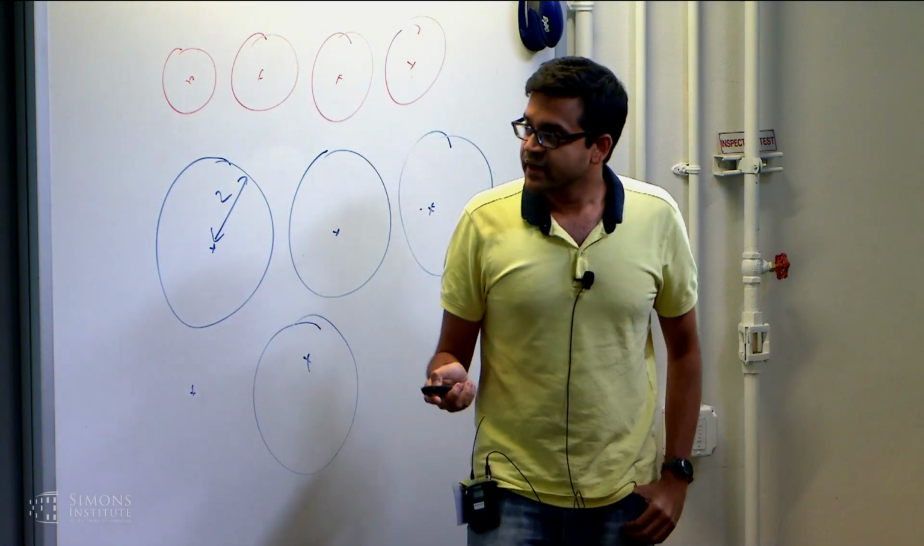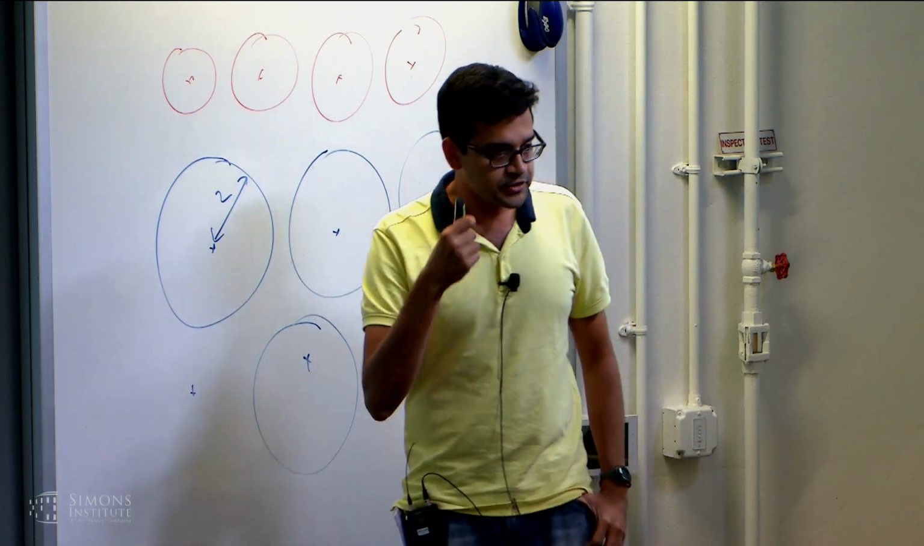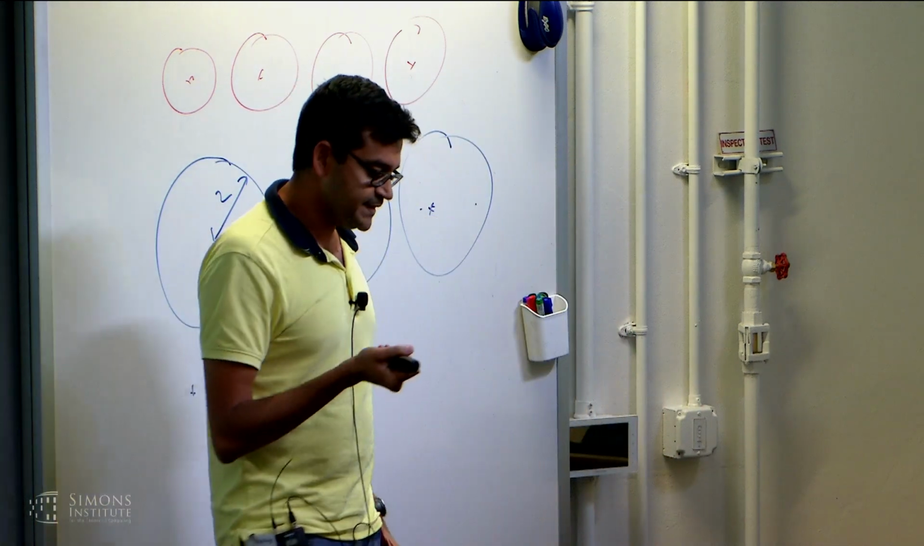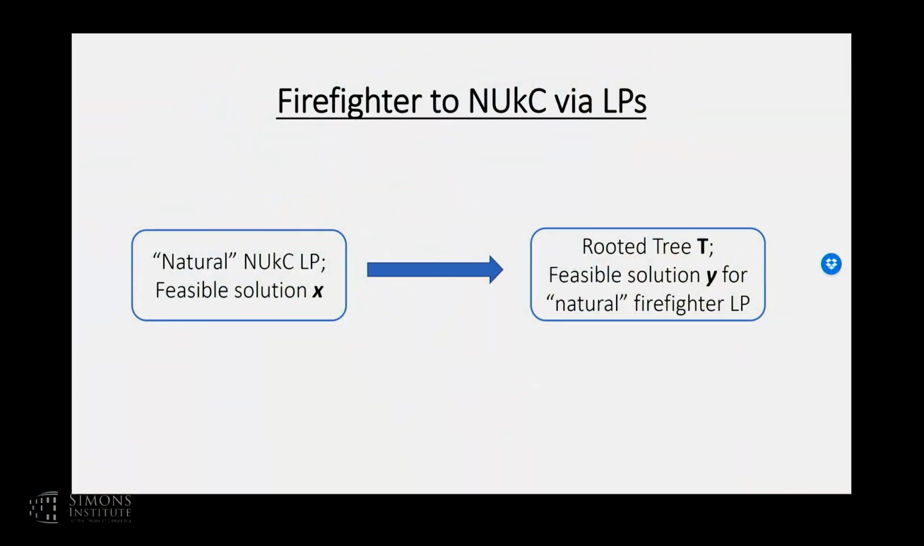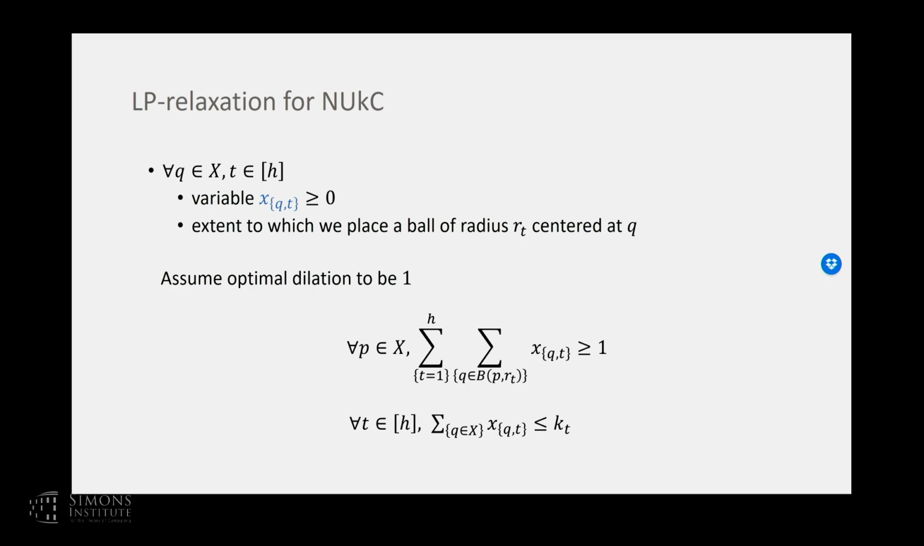Okay, so having said that, let me move on to the algorithmic part. We showed that the firefighter problem leads to hardness for this NUKC problem, the non-uniform k-center problem. And I would like to say that the firefighter algorithms lead to algorithms for this problem. The way that will go is via LP relaxation. So we're going to write a natural LP relaxation for the non-uniform k-center problem, and then we'll get a tree and a feasible solution to a natural LP relaxation of the firefighter problem, which has all the properties you need. So here's the LP.